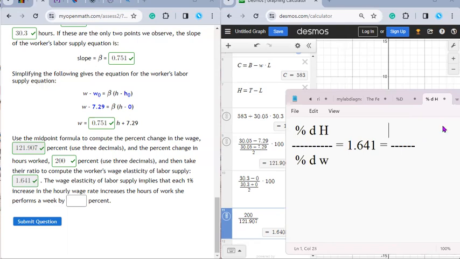In the numerator up here, we have 1.641. In the denominator down here, we're going to put a 1. Right? And both of these are positive, right? Both are positive. Okay, so what this says is a 1% increase in the wage, right? This is the percent change in the wage. Because this is positive, you could say a 1% increase in the wage results in a 1.641% increase in hours worked. So this 1.641 ends up going right here.